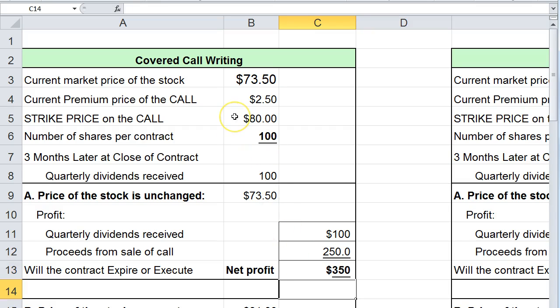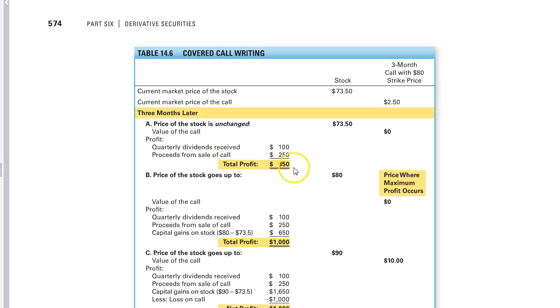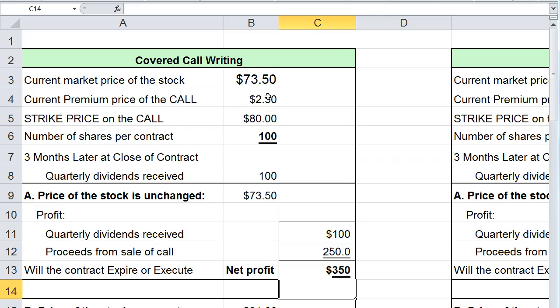So for the covered call, if the price doesn't change, that's a good situation because I'm going to receive the premium plus the dividend, and I'm also going to keep the stock. I'm not making any profit on the stock because the price didn't change. That's what they're showing here as well. The total profit will be $350, and that's what we're trying to show. So that's the best situation.